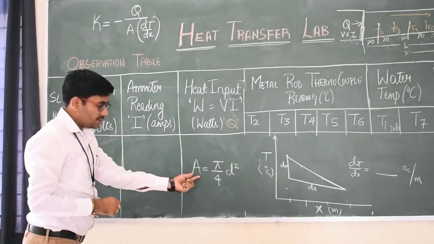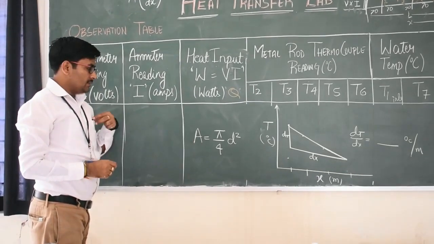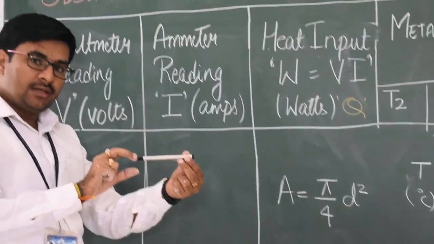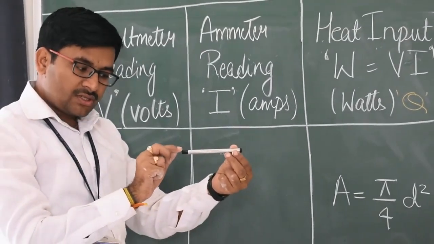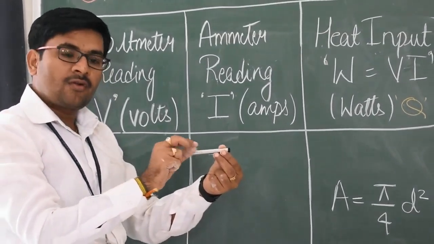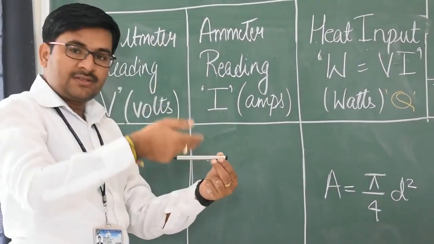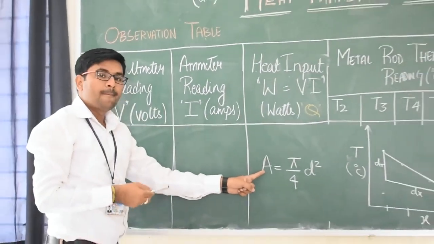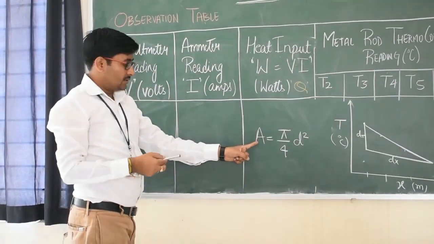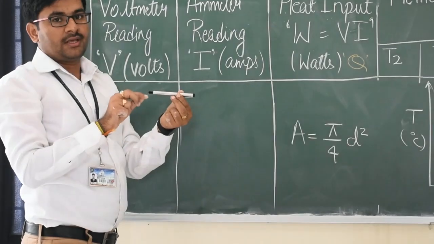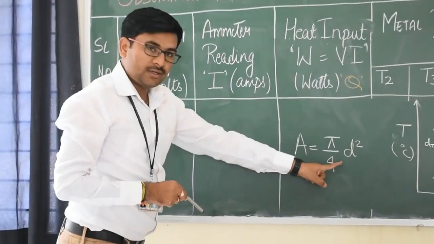The reason you are considering cross-sectional area is, assume this is a metal rod and here I have a fixed heater. The heat is transferring from one end to the other end through the cross-sectional area, not through the surface area. If you take surface area, A will become pi d l. But here the heater input is at the cross-sectional area. So area is pi by 4 d square.